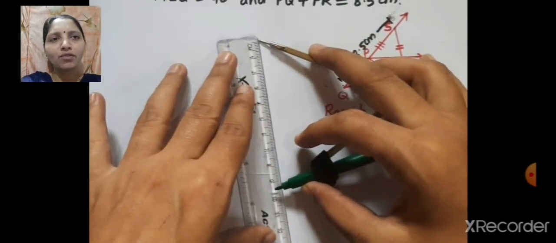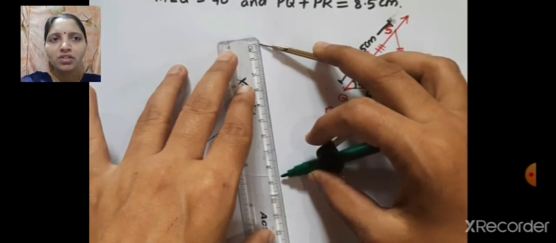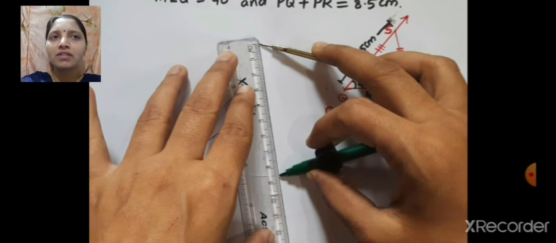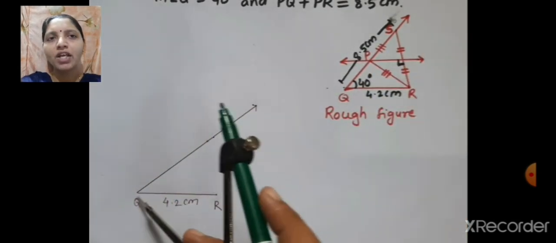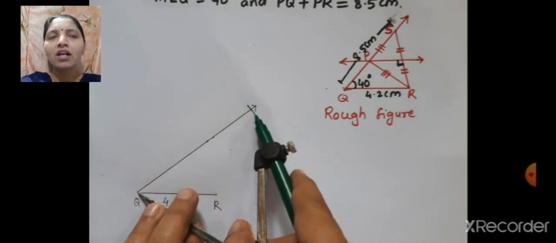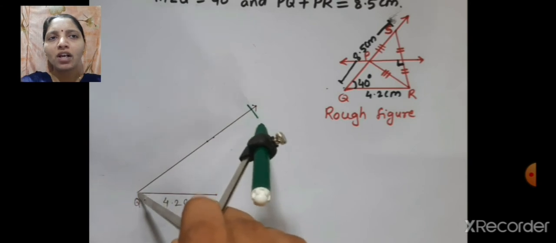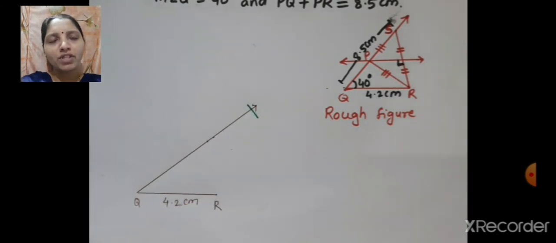Accurate distance you have to take, and again I am telling you, all these constructions you have to do with pencil only. Sharp pencil you have to take. Don't take any colored pens or any colored pencil. Only sharp pencil you have to use. I am using colored pens because it should be visible to you and you can understand it properly.